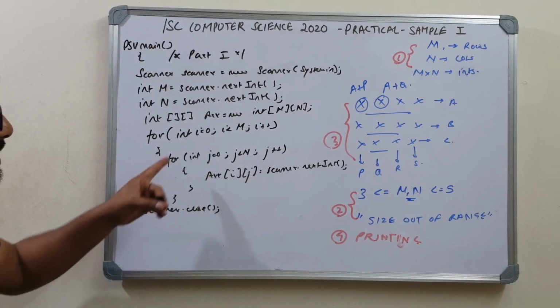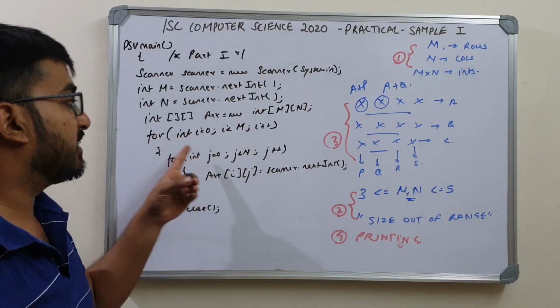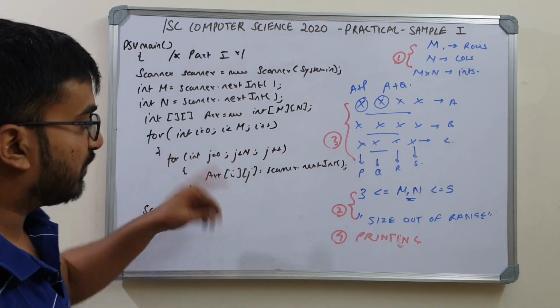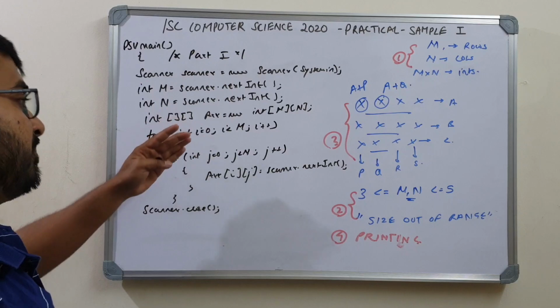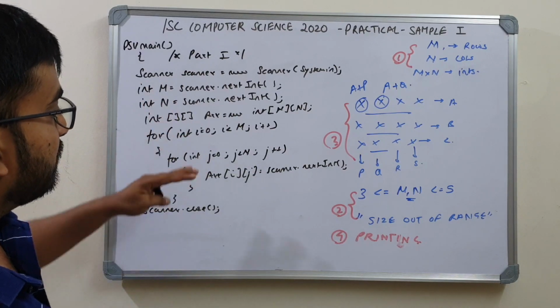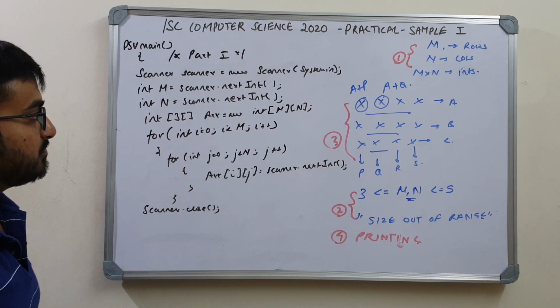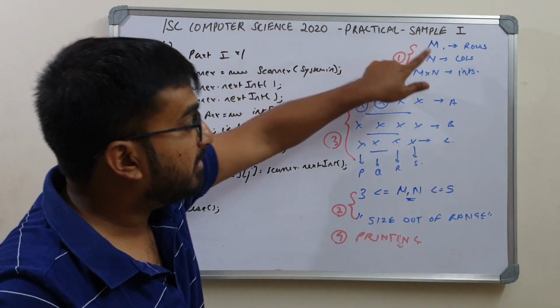Okay. The reason why we use i = 0, i is less than m, and j = 0, j is less than n, I'm going to explain when I'm going to process this, why do we take ij and not ji. We will take ji as well. Okay, so there is a reason behind that. I'll tell you how. So this is the part 1 where we read the inputs.